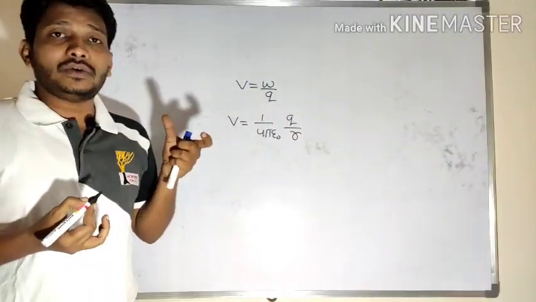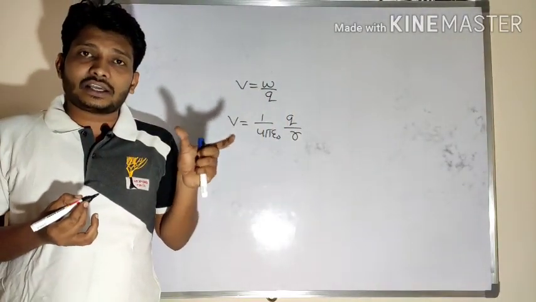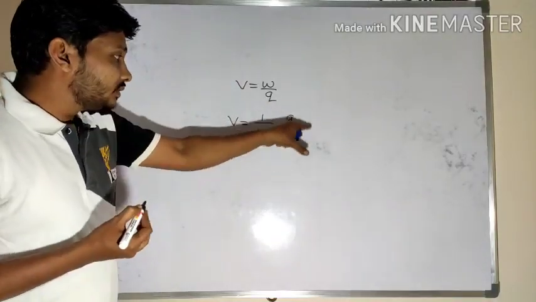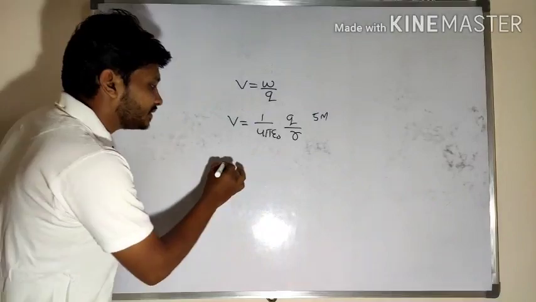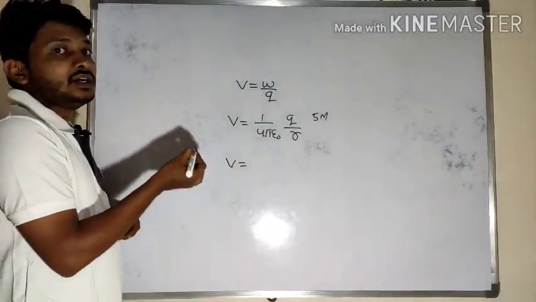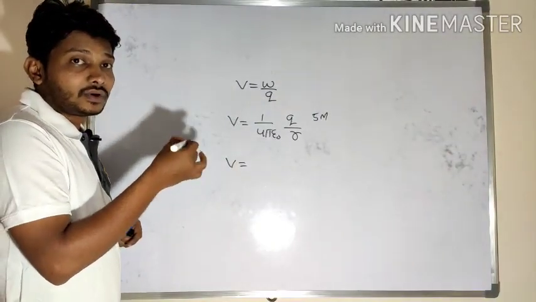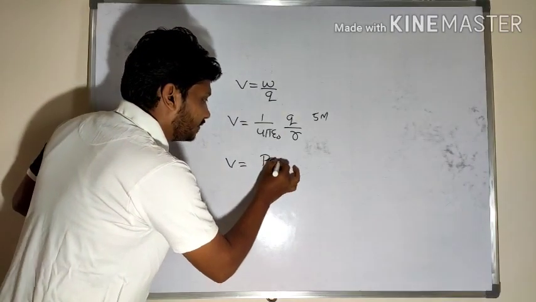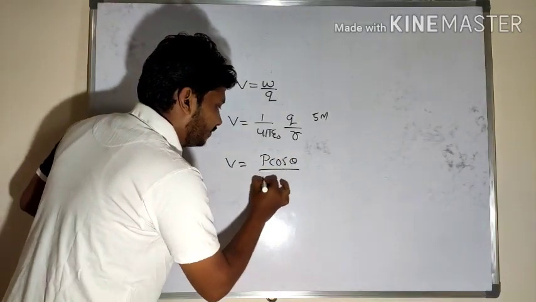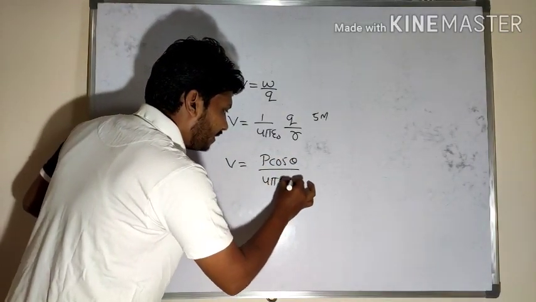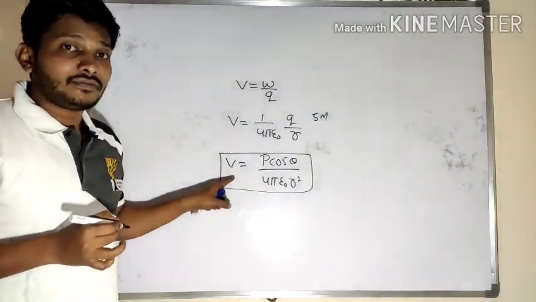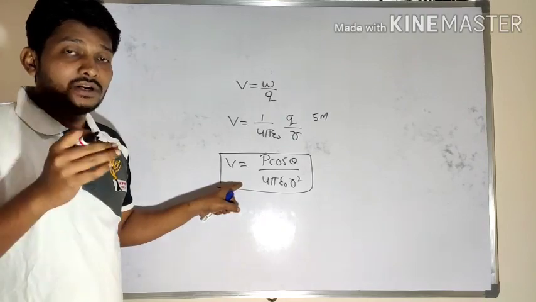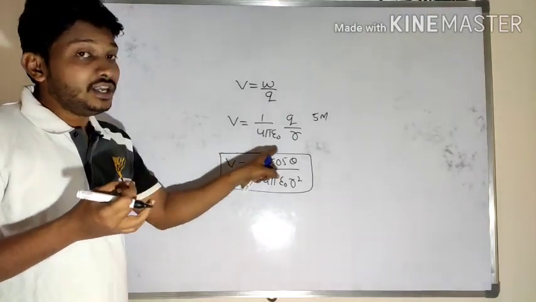One more equation you derived is the electrostatic potential due to a dipole. This derivation is important for 5 marks in the annual examination, and this is also important for 5 marks. So what is the equation for electrostatic potential due to a dipole? That equation is P cos theta divided by 4 pi epsilon naught R square. So this is the required equation for electrostatic potential due to a dipole at any point.